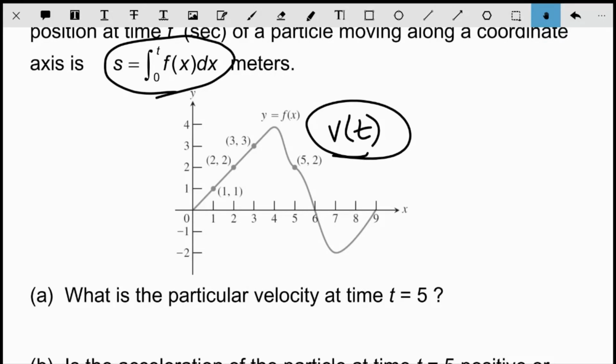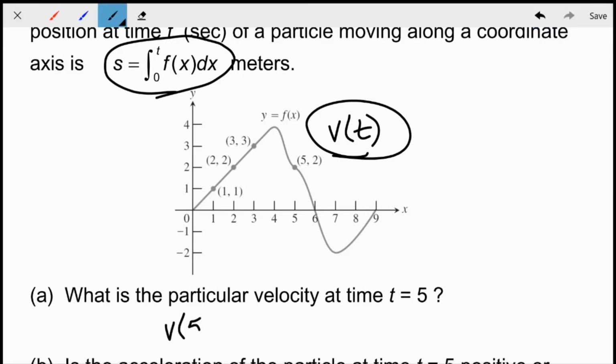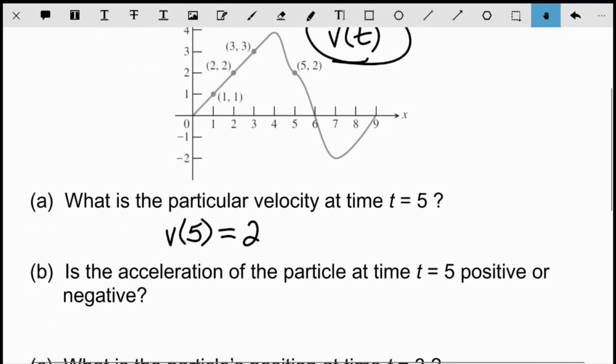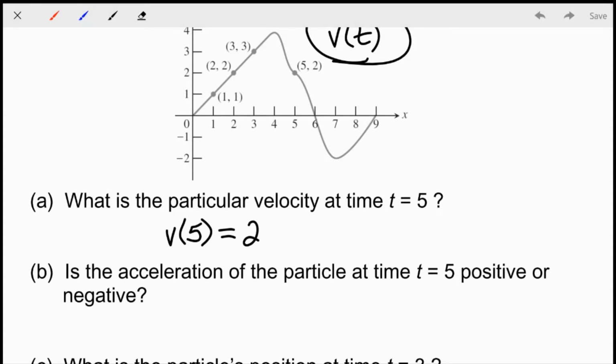Now, once that's been established, the rest of this just turns into the same type of motion problems that we've already been doing. So for example, part A, what is the particle's velocity at time equal to 5? Well, we know we're looking at the velocity graph, so the velocity at time 5 is just going to be equal to 2 because I'm just looking at this coordinate. Okay, so pretty simple. B, is the acceleration of the particle at time equals 5 positive or negative? Well, remember, acceleration would be the slope of the velocity graph, so I can tell in this case that the acceleration at time 5 is going to be negative. You can either write out that the acceleration is negative, or you could do like I did here, indicating the acceleration at time 5 is less than 0.